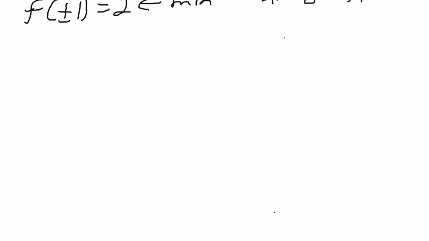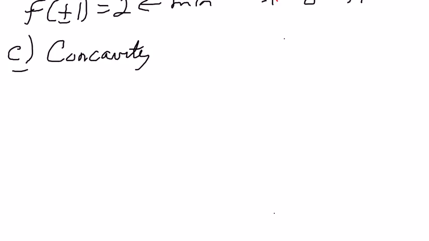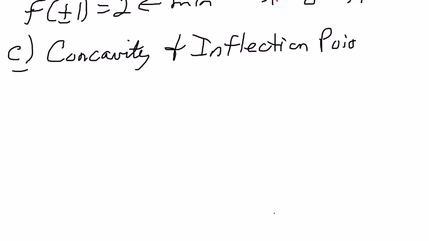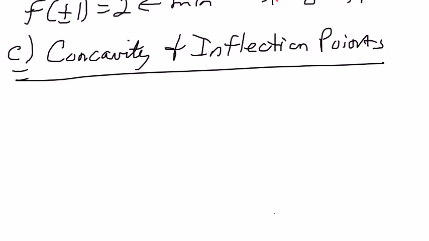Alright, so that's going to bring us to part C, finding the intervals of concavity and the inflection points. In the previous video we described the concavity test. The concavity test is simply if the double derivative of x is greater than or less than 0, then the function is concave up or concave down.